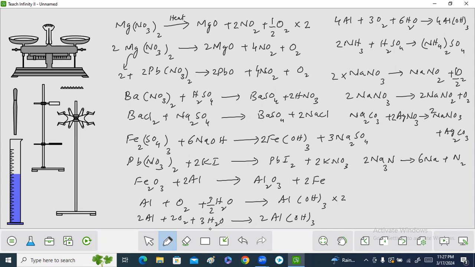So these are some chemical equations of IGCSE, O level or Edexcel, and I have told you how to write these equations and how to balance these equations. I hope maximum students will be able to write and balance chemical equations.